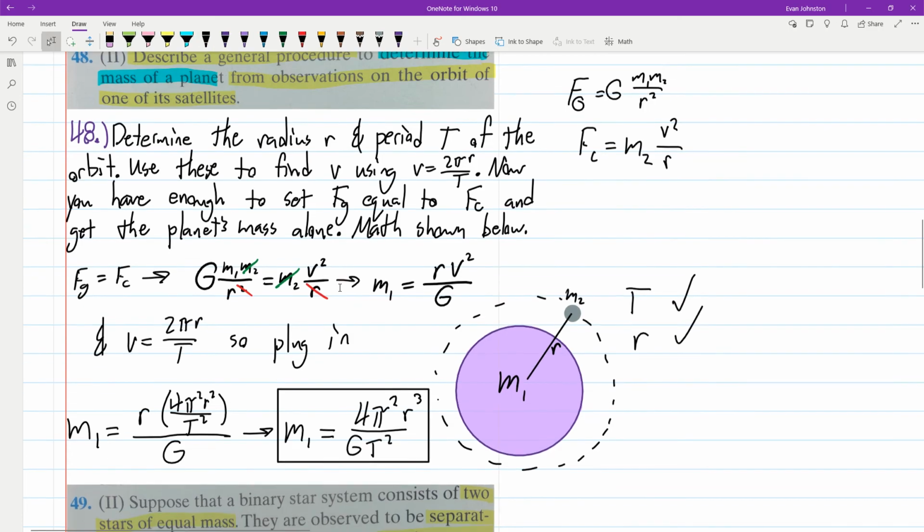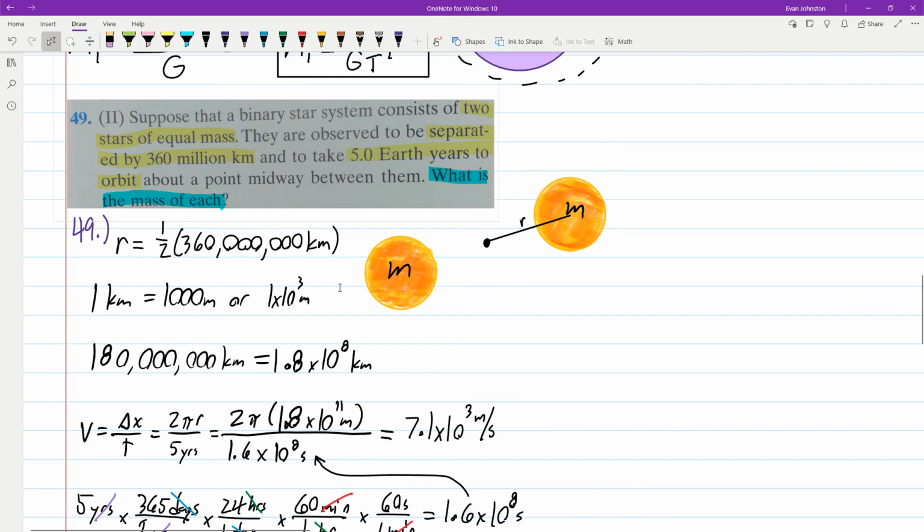I will just mention that for problem 49 here, for the centripetal force, you totally have to use the radius, because there are two stars and they're orbiting around this little center dot here. So the centripetal force is just what you would expect: mv squared over r. But for the force of gravity, there's nothing actually at the center. The force of gravity is from one star to the other, because they're orbiting each other.